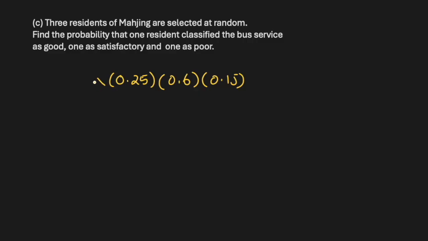So we will multiply this by 3 factorial. They can change their place. We don't know who is who. So just do this and you may get your answer. I'm getting 0.135.